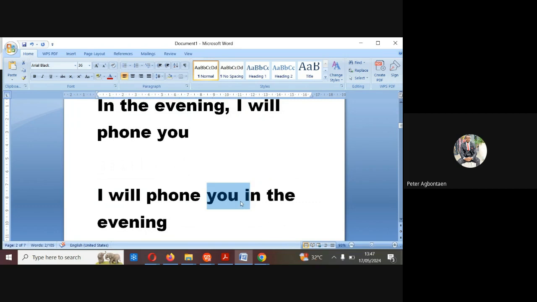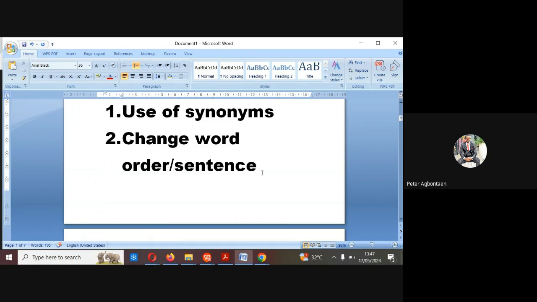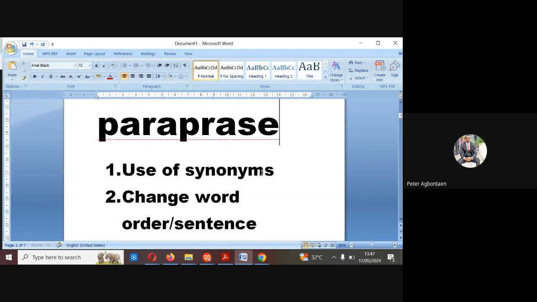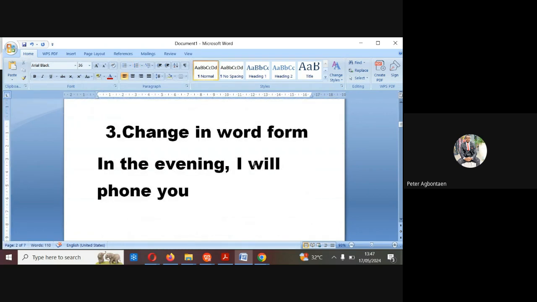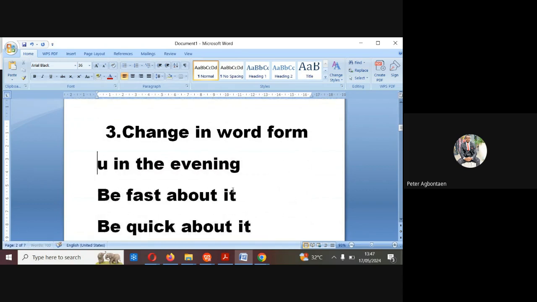That's also part of paraphrasing. Okay, then finally, if you want to paraphrase, you can also do what we call change in word form. Now, this is different from change in word order for a reason. In changing word form, we rely on the fact that we have what we call word family in English. So there's this concept of word family in English. English words have family members.